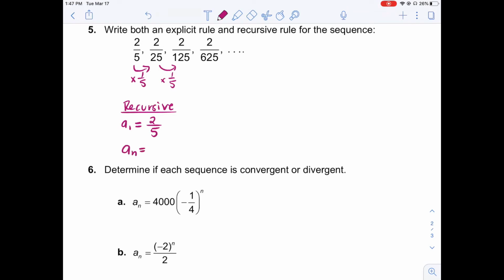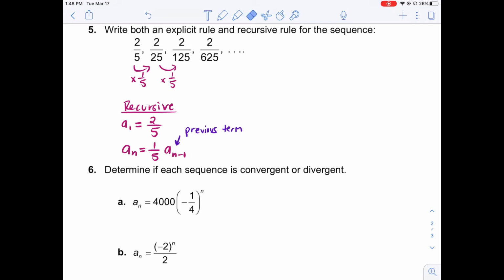So let's think about if I knew that this was 625, this was the previous term, how would I get to the next term? Well, we said we figured out that we would multiply it by 1/5. So this would be 1/5 times the previous term. The way we write that is a n minus 1. This just denotes for us that we are referring to the previous term. So in that case, if we knew that the previous term was 2/625, we'd multiply that by 1/5.